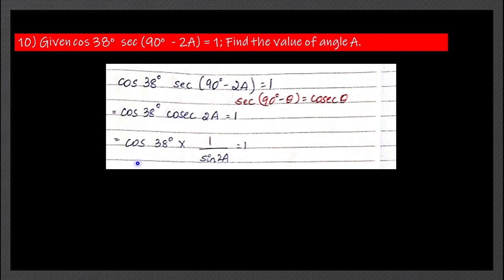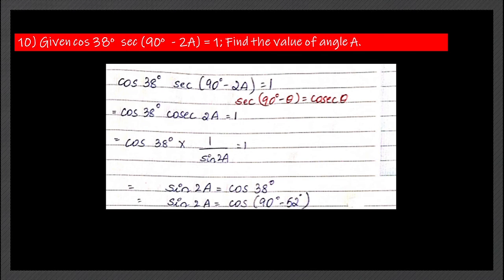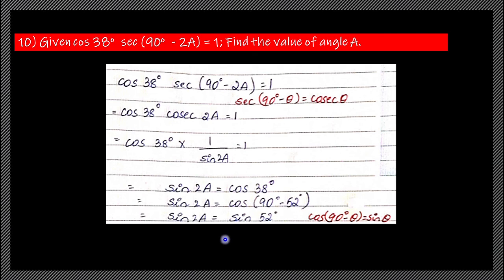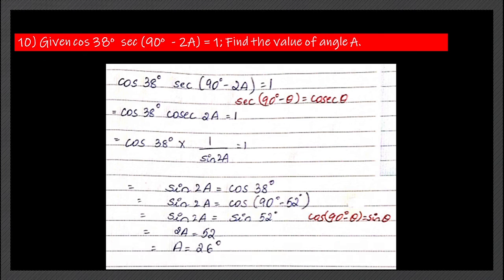You will take it like this, and then 1 by sine 2a equals 1. So then sine 2a is equal to cos 38 degrees. So we know cos 38 degrees can also be written as cos of 90 minus 52 degrees, which is equal to sine 52 degrees. So since sine 2a equals sine 52 degrees, 2a equals 52 degrees. A will be 26 degrees.